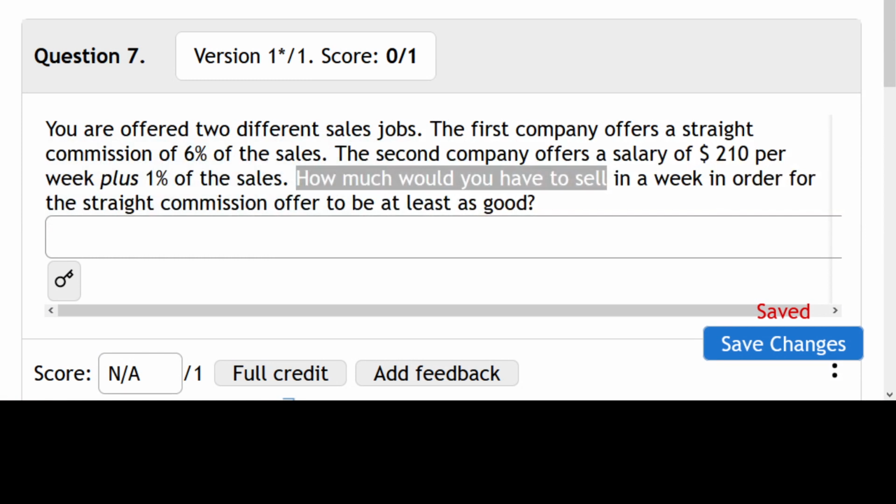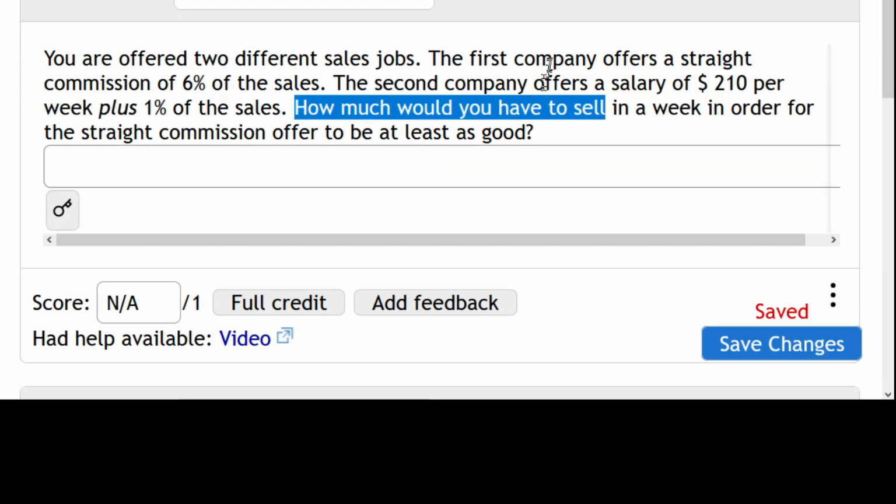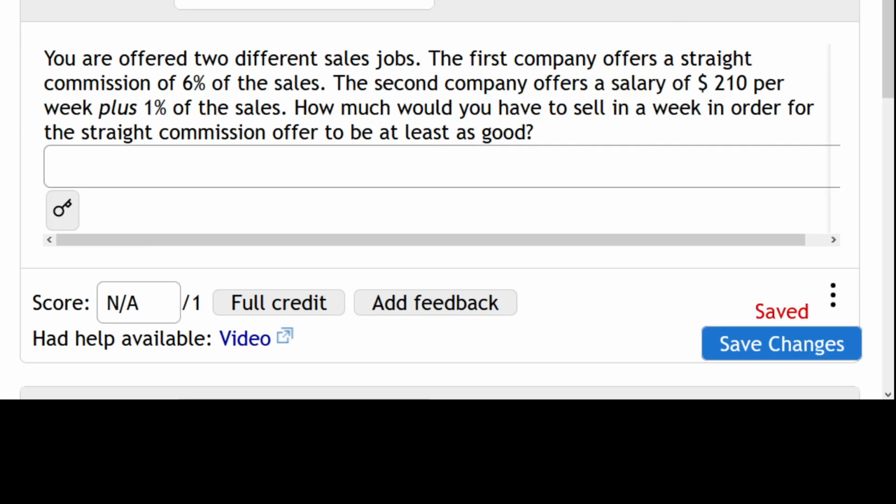Okay, so that's the first thing I'm going to do, is look at some variables here. The second thing I'm going to do is look at some of the key words that are in here. And so when I look at this problem, there's some words that stand out to me here.